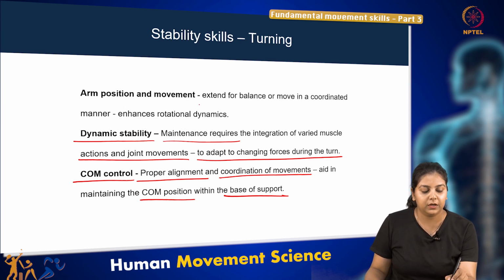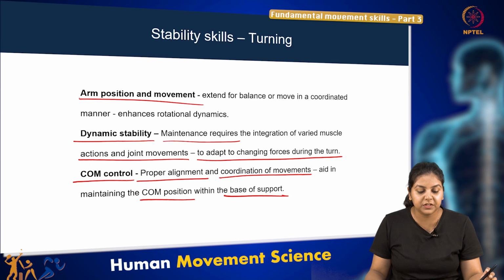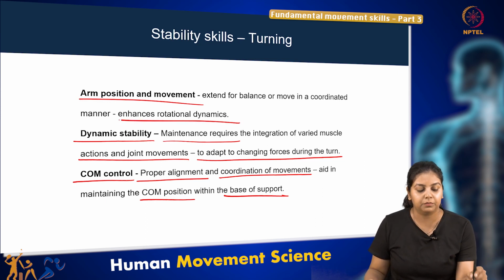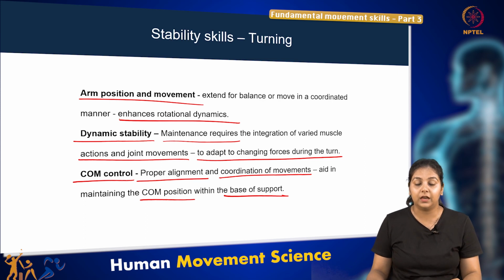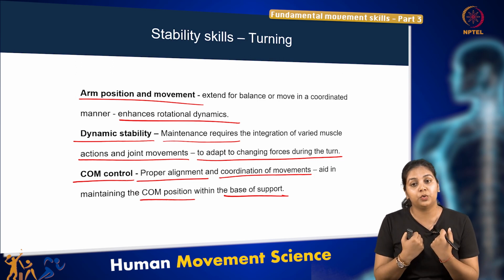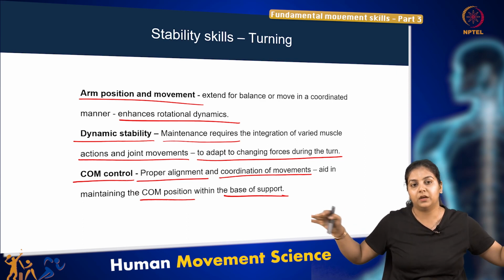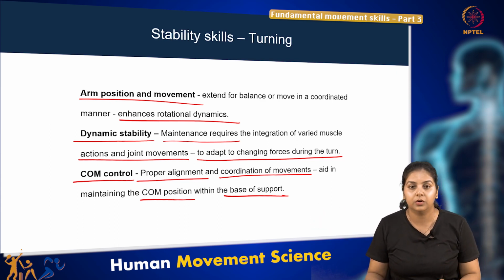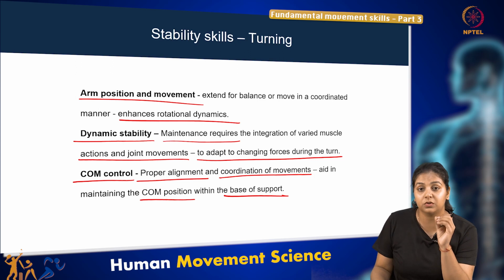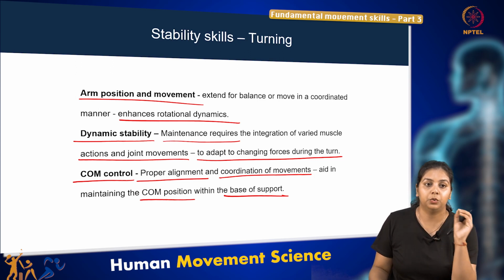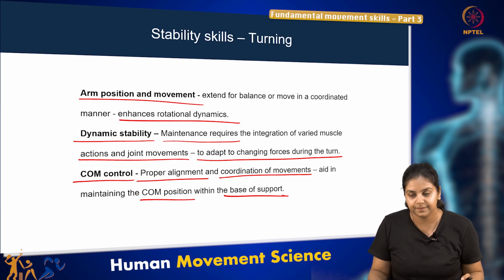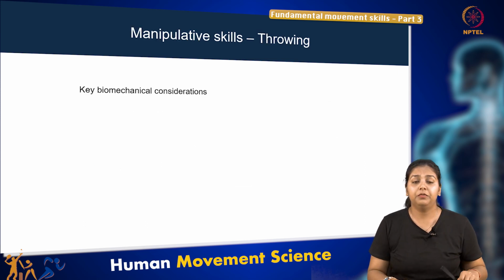Another important point is your arm position and movement. So extend for balance or move in a coordinated manner. It improves rotational dynamics, right? So for example, if you're turning on the spot and you have your arm positions quite close to you, it's going to generate a lot of speed. Whereas, if you have them widespread across, you're going to have a controlled movement. So based on what you need to achieve at that point in time, you would have the arms positioned in the same way.